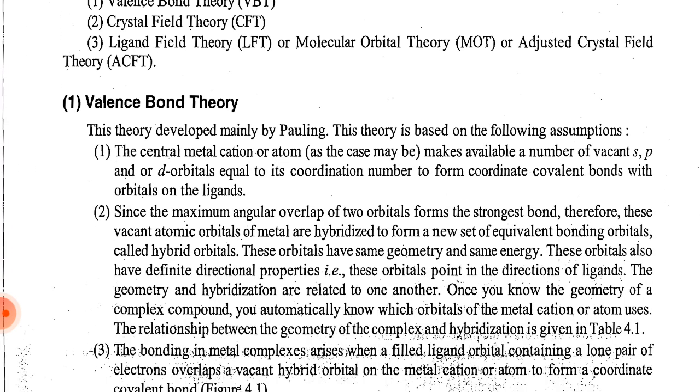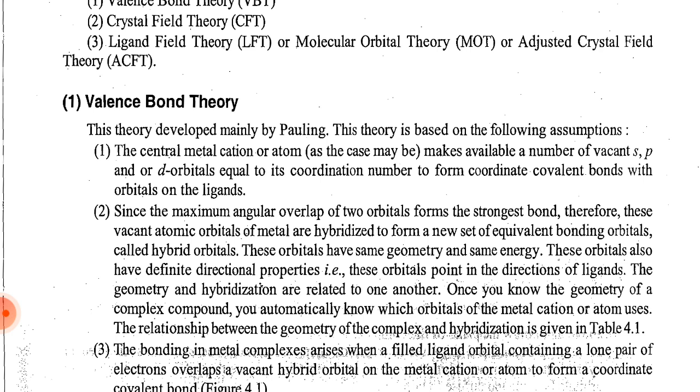First, valence bond theory. This theory was developed mainly by Pauling. This theory is based on the following assumptions. First, the central metal cation or atom, as the case may be, makes available a number of vacant s, p or d orbitals equal to its coordination number to form coordinate covalent bonds with orbitals on the ligands.